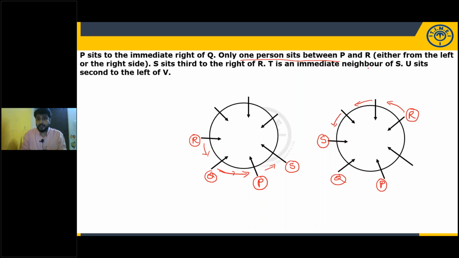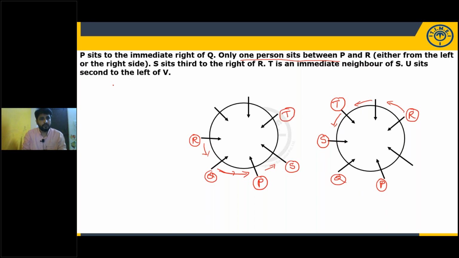T is an immediate neighbor of S. Immediate neighbor means it has to be on the left side or the right side. Immediate left or immediate right. So S is already here, and one of the neighbors is Q. So the other neighbor should be T. So T will be here. In the other case, S is here, one of the neighbors is P, so the other neighbor has to be T.